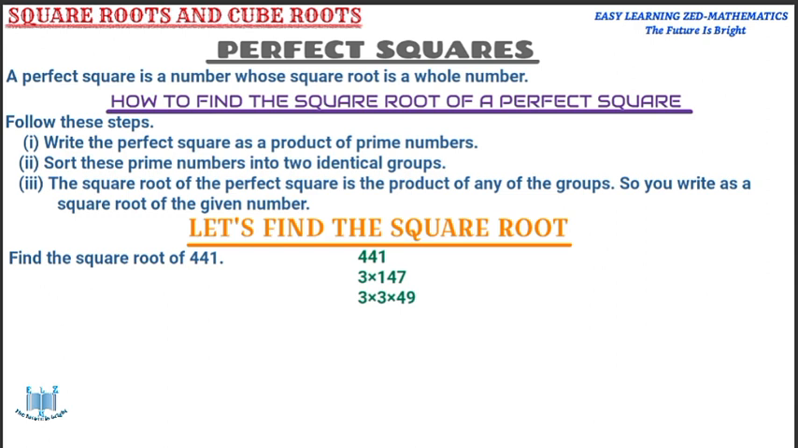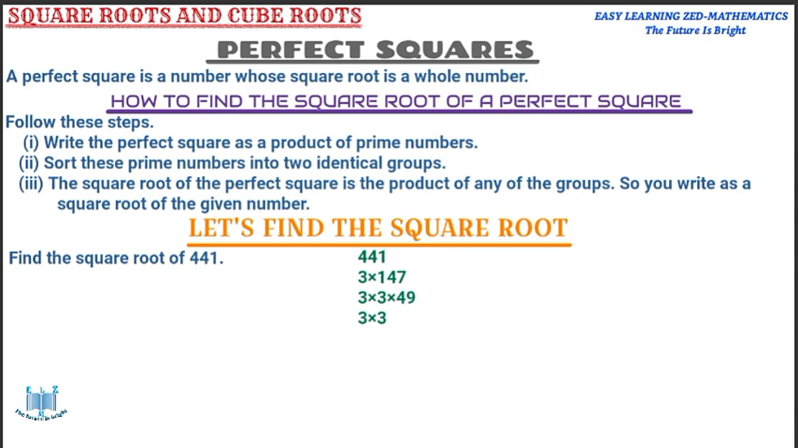3 by 3 will give you 9, then 9 times 49 will give you 441. So I can write the 2 prime numbers I've found already, which is 3 by 3. Then, is there any number that can go into 49? A prime number. When we look at 2, 2 will leave a remainder. 3 also will leave a remainder of 1.